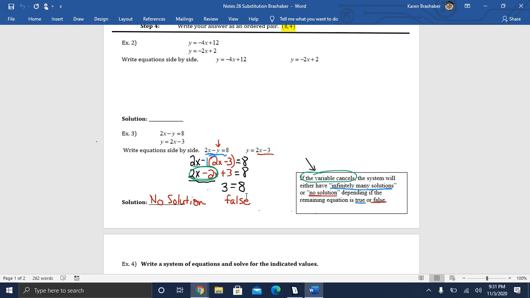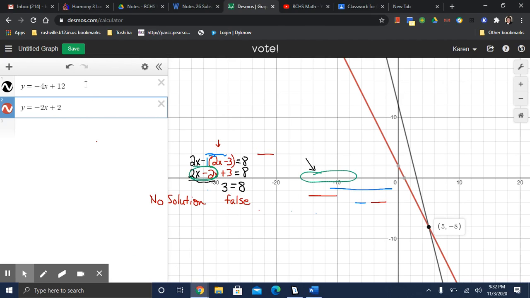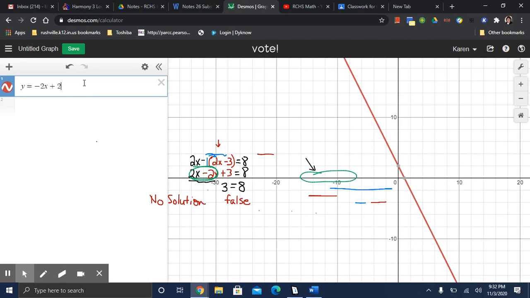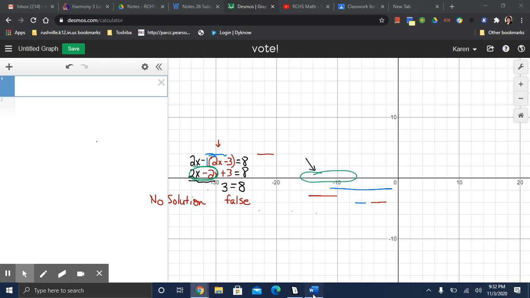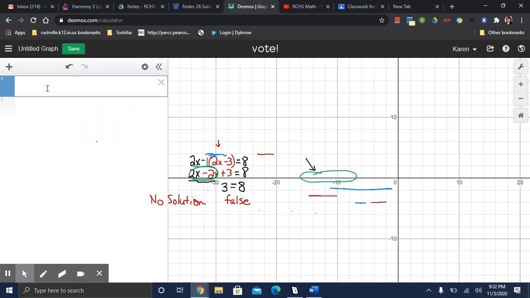Okay. Again, you could take your two equations, look at the graph of those, and see what happens with that. So I'm gonna go ahead and take us to Desmos and just look at it. So my one equation was 2x minus y equals 8.